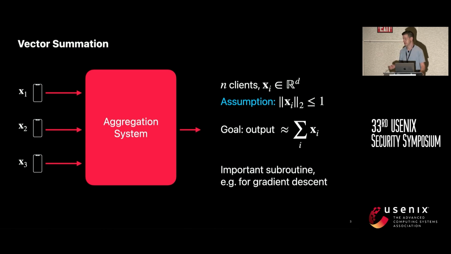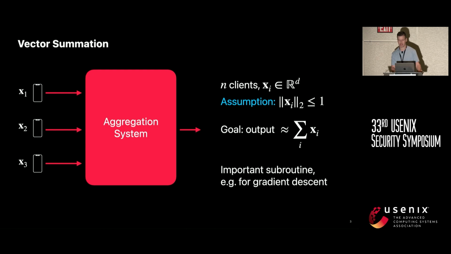And this is a very important subroutine. One main motivation for us in working on this is gradient descent, where you can think of these devices as containing the gradients of different users. Those are real valued vectors, nowadays in very high dimension. And in a step of gradient descent, we want to compute the sum or the average of the gradients of many users. And we want to do it in a privacy preserving way. So that's the task for today, vector summation.